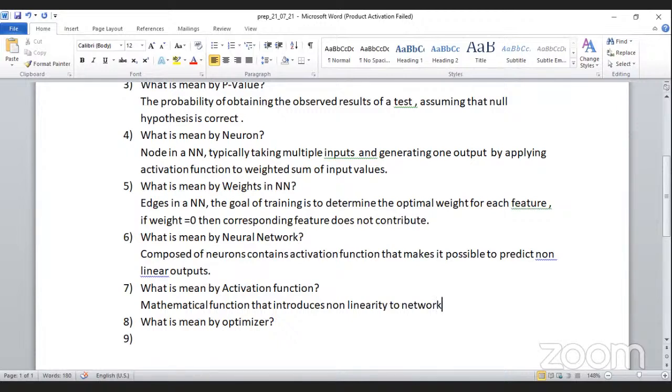In our logistic regression, we saw that for segregating two classes we are fitting one line, a straight line, with which we segregate the two classes. But in neural networks, we have non-linear fitting lines, fitting functions we can call them, that can segregate the classes. So we can think of activation functions in that way also. So the next question is, what is meant by optimizer?